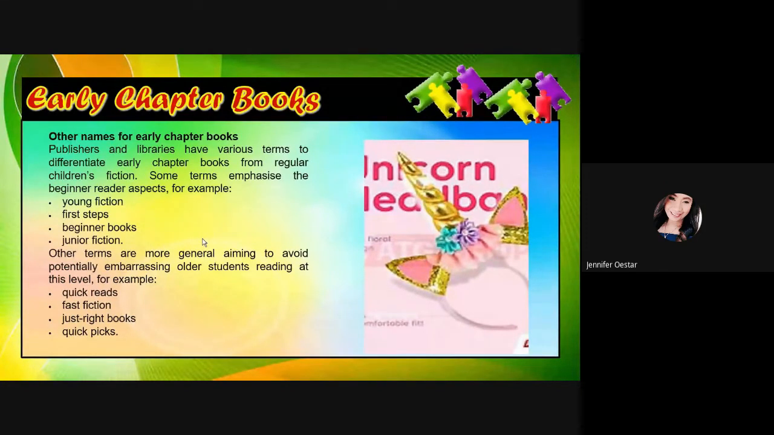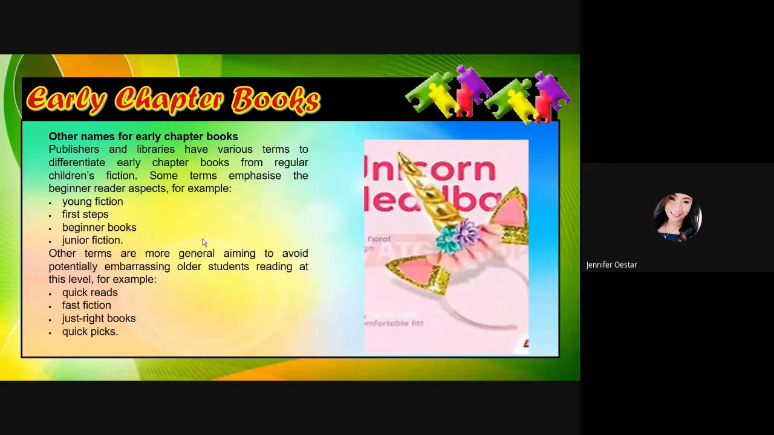Other terms are more general, aiming to avoid potentially embarrassing older students reading at this level. So what are those other terms? Suited for older age, but still in the early chapter books. Okay, Kosiko, Brian, you raise your hand. We have quick reads, fast fiction, just right books, and quick picks. Okay, thank you so much. So those are the other terms for them. Why do they have variation in terms? So that is for older children not to feel embarrassed.